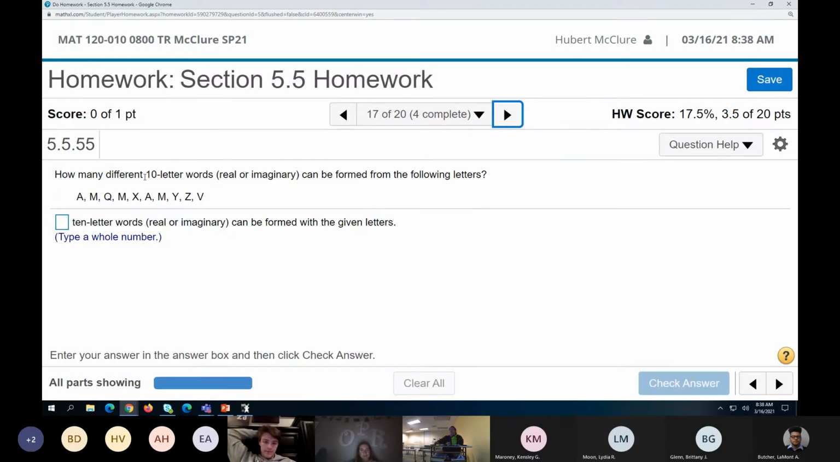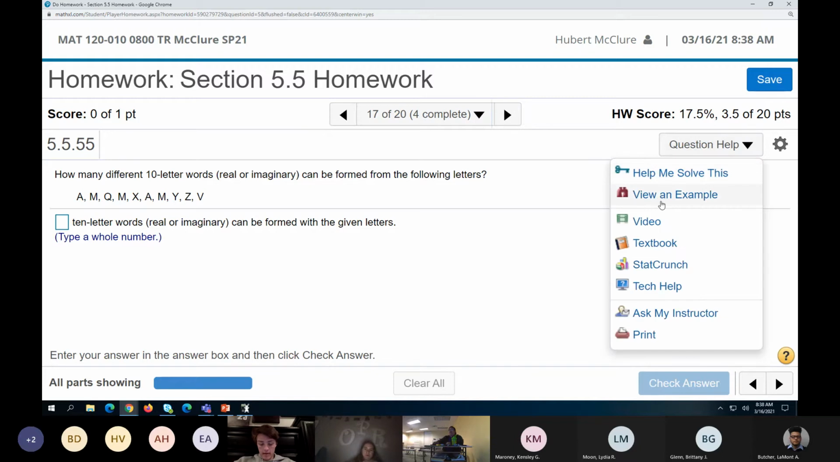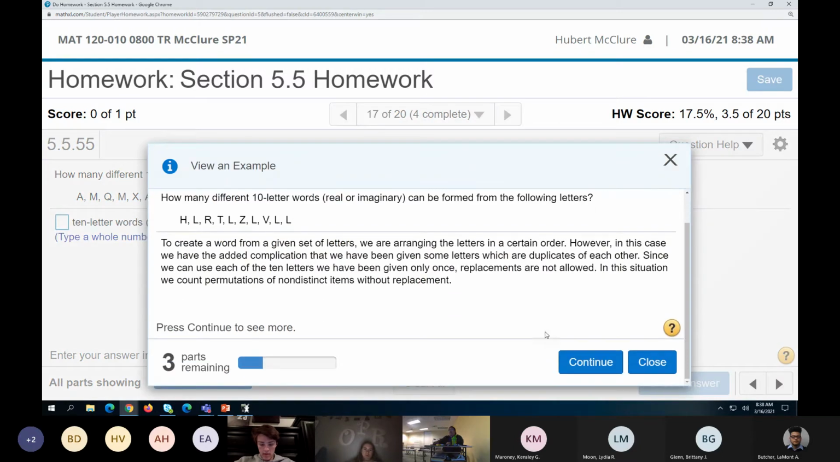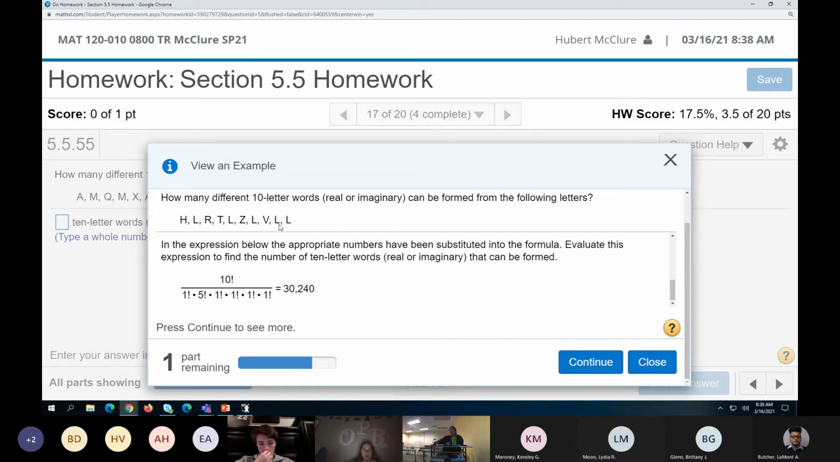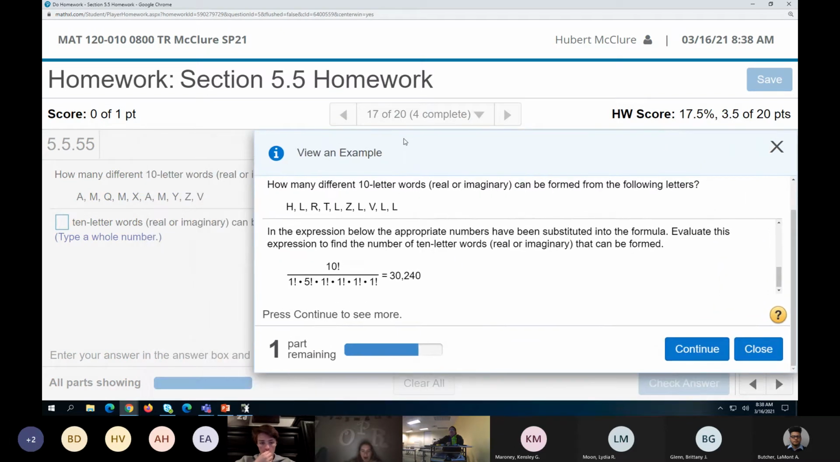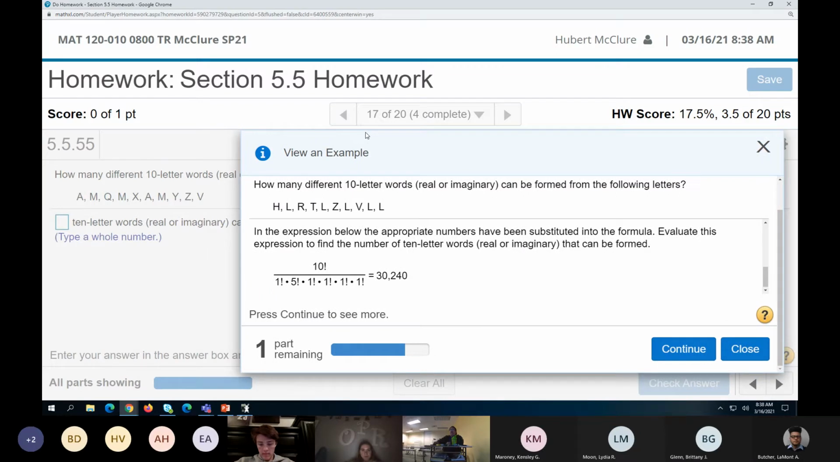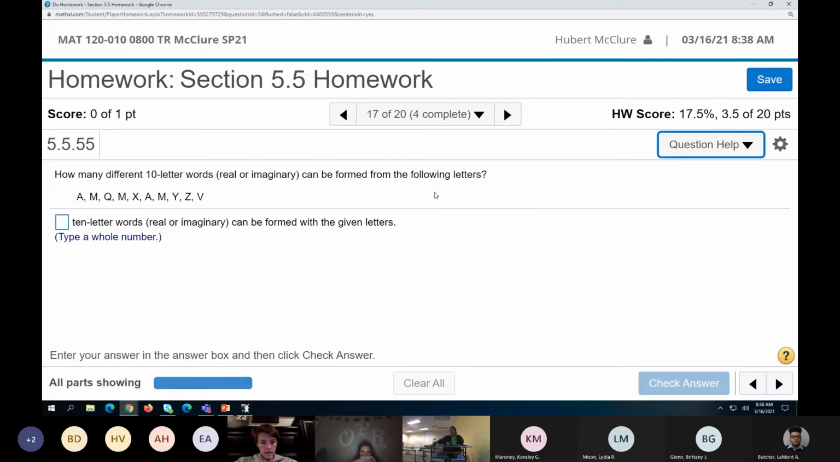Okay, here is how many different 10-letter words can be formed from the following letters. Okay, now be careful here because you got some repeats. And when you got a repeat, let me show you something right quick. Let me go down here. When you got a repeat, it's a flag. What do you mean, Hubert? Well, I'll show you in just a minute. Write down the flag question here because this is a flag question.